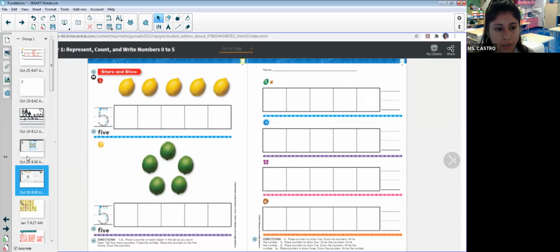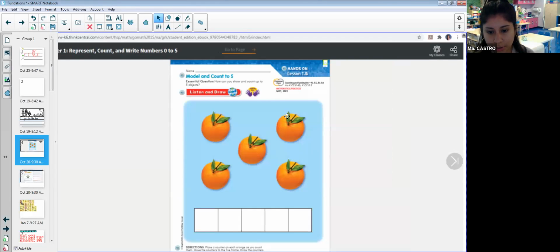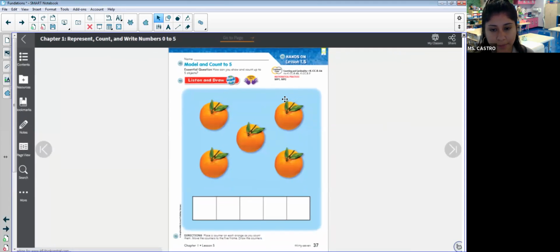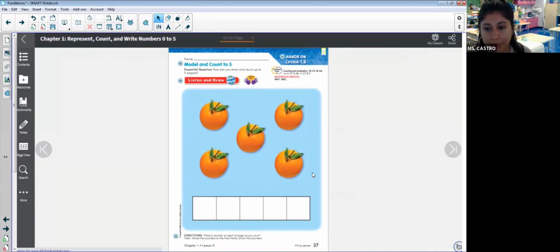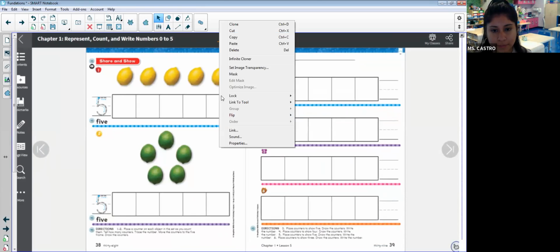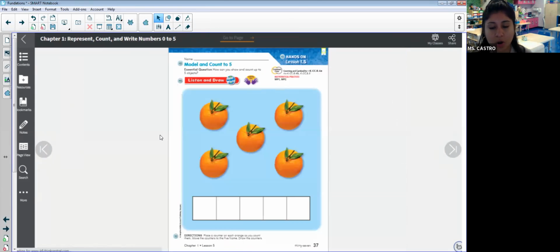We're working on page, what page is this? 37. So if you have your math books in front of you, open up to page 37 and then you can follow along with me and do the work as I do it along as well. So on page 37, we have some oranges. So our job is to count and label these oranges, and then we have to fill in the 5 frame.